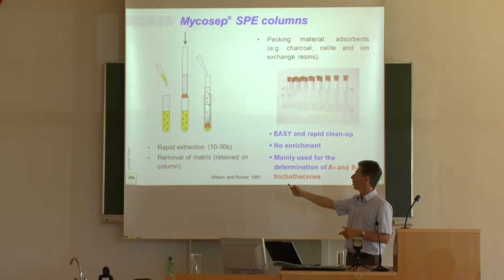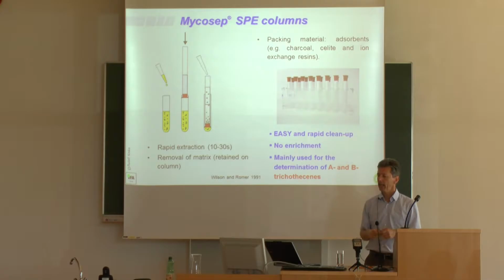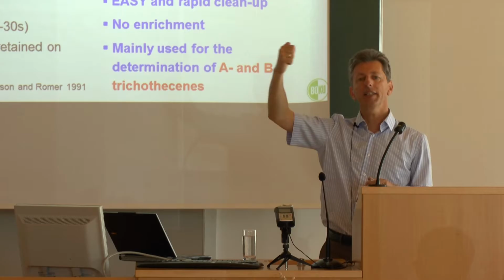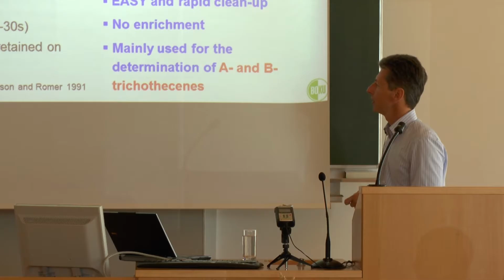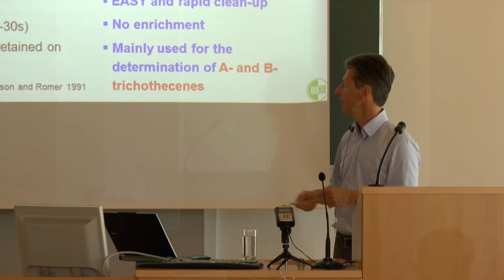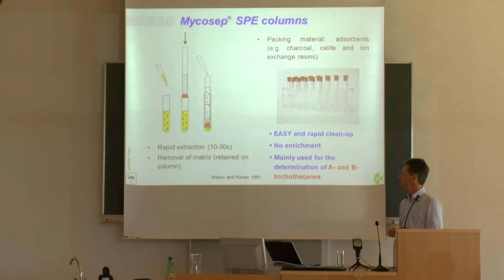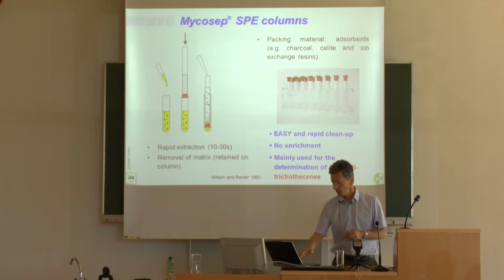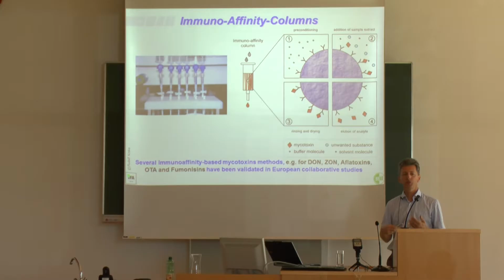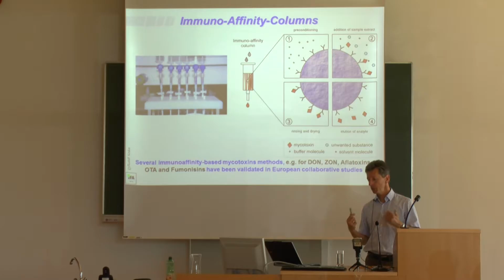At the top of the column, the purified extract appears, and then you can pipette the purified extract, ideally containing only the mycotoxin of interest, and inject it into the HPLC or LC-MS system. Rapid extraction in less than half a minute, removal of the matrix, however mainly restricted to trichothecenes, and no enrichment, because you just push through and you have the same concentration of the mycotoxin in this tube as at the top of the column. That is why, to increase the specificity, or more precisely the selectivity, in combination with purification and enrichment of the component, immunoaffinity columns have been developed.